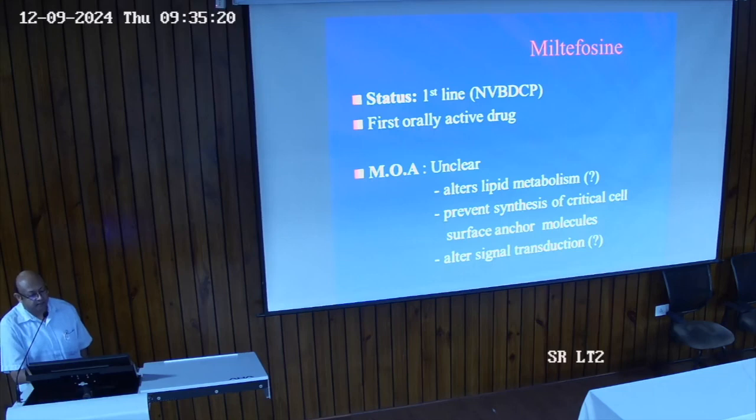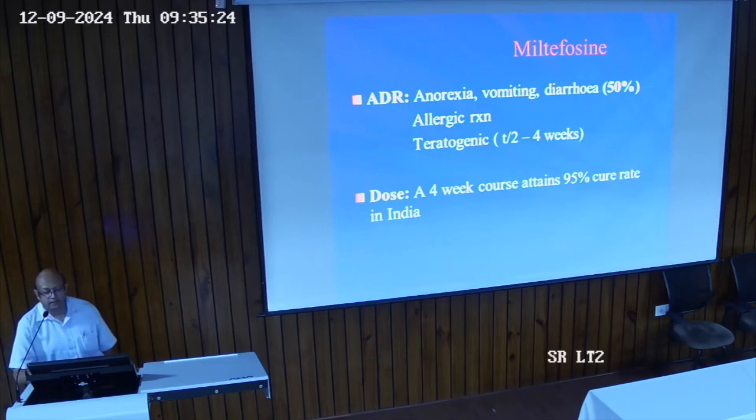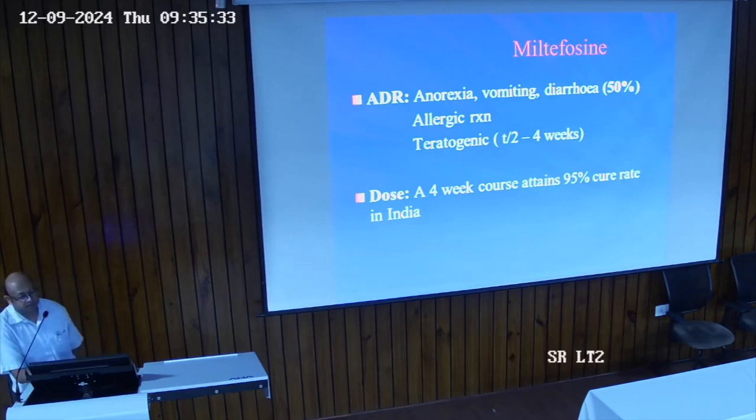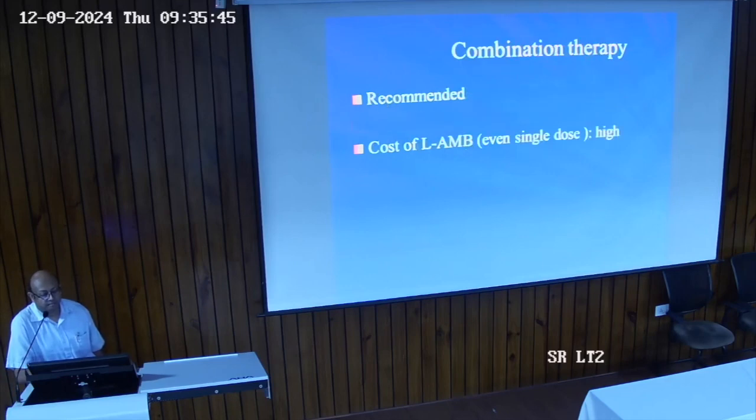Mechanism of action is not clear. ADRs, that is adverse drug reactions: anorexia, vomiting, diarrhea, allergic reaction, and it is quite teratogenic. Dose: a 4-week course attains a 95% cure rate in India. Then paromomycin is topically effective in dermal leishmaniasis, less effective as compared to amphotericin B, and its adverse event is ototoxicity.